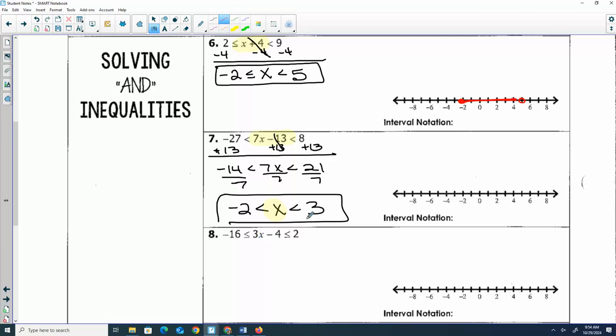Negative 2 does not have the line underneath, so that is an open circle at negative 2. 3 doesn't have a line underneath, so open circle at 3. X is between them. It's bigger than the negative 2 and smaller than the 3. So it looks like this. So ors were the opposite ends. They were going opposite directions. And is going to be in between two numbers. I want you guys to try number 8.